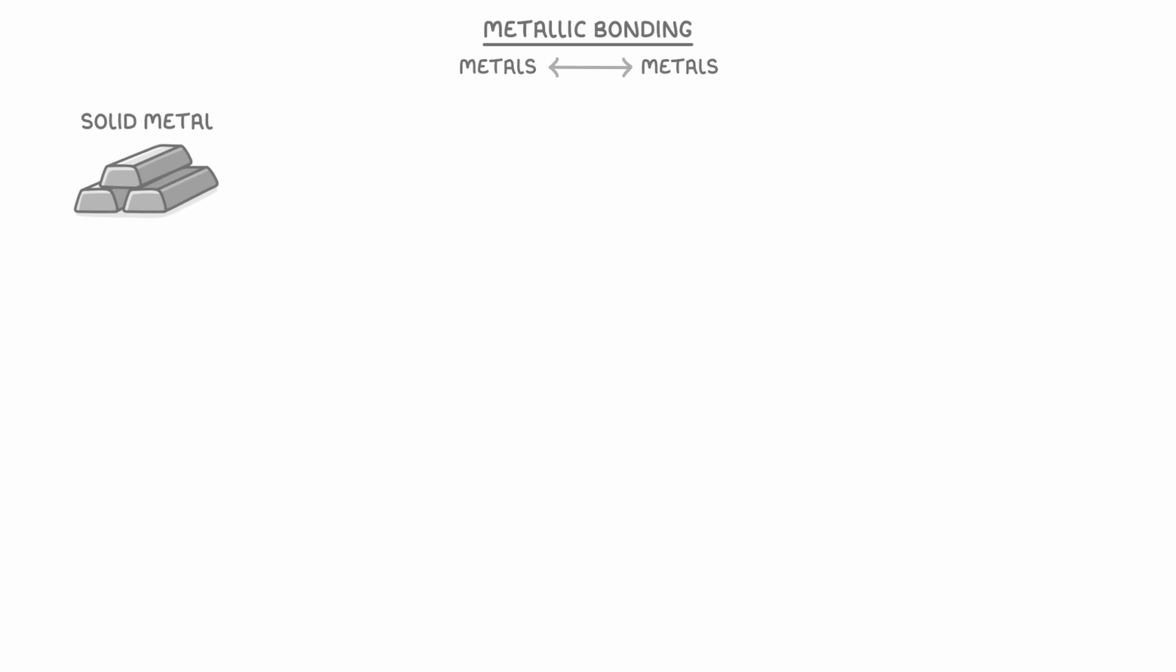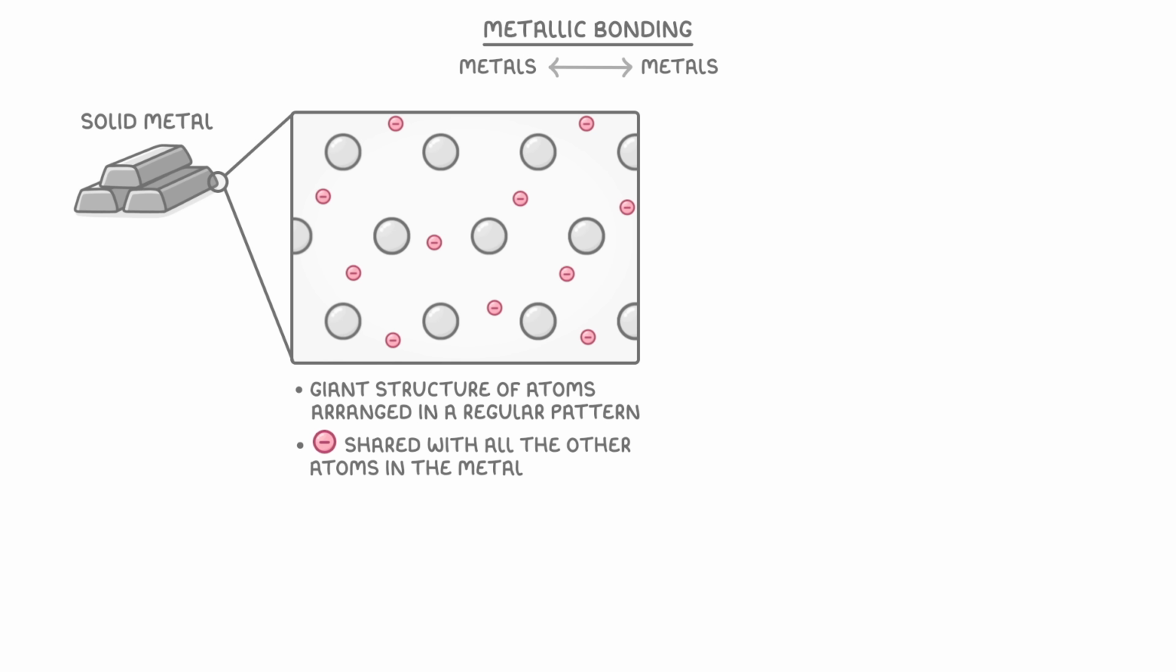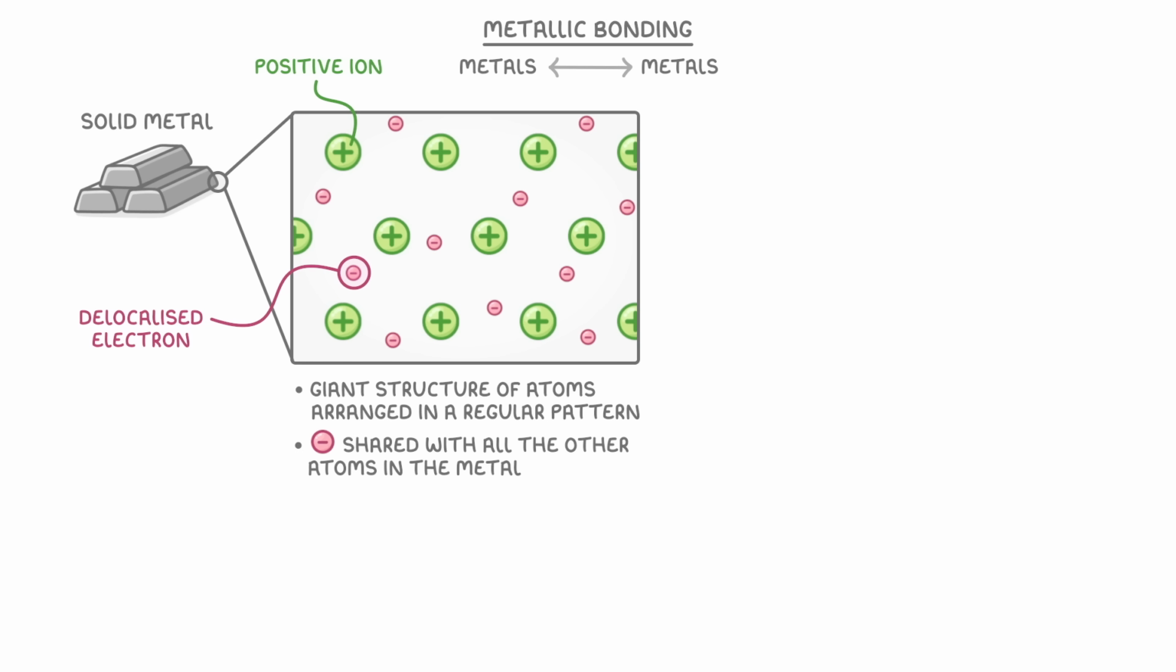If we think of a solid metal, it basically consists of a giant structure of atoms that are arranged in a regular pattern. In this picture, we've shown each atom surrounded by the electrons in its outermost shell. When all these atoms are together in a metal though, they actually give up these outer shell electrons and share them with all the other atoms in the metal. This means that the atoms will all become positive ions, because they've lost negative electrons. And because those electrons are now free to move about, we call them delocalized electrons.